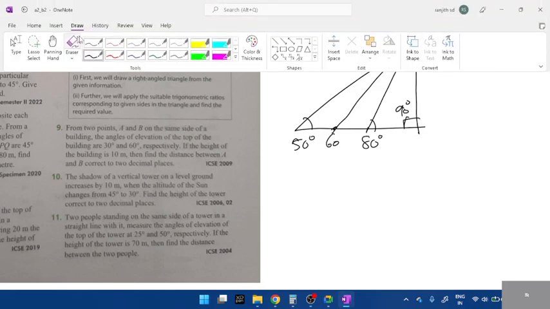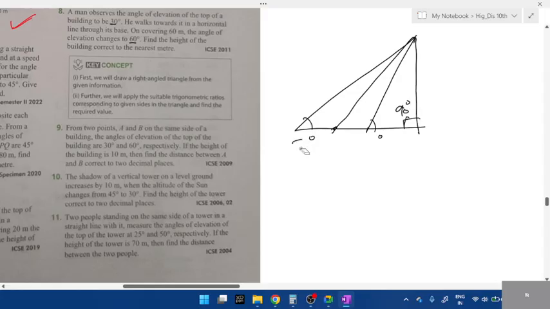Another 10-15 minutes, I'll just teach one more question. It's in the reducing order. Next. There are two angles given here. Can you see there are two angles?